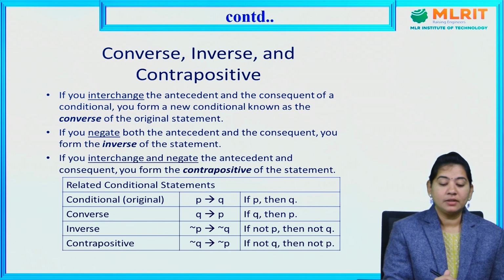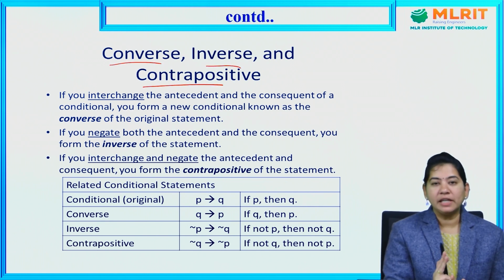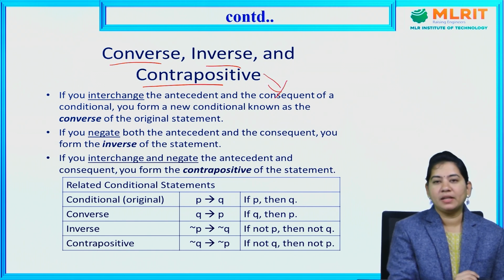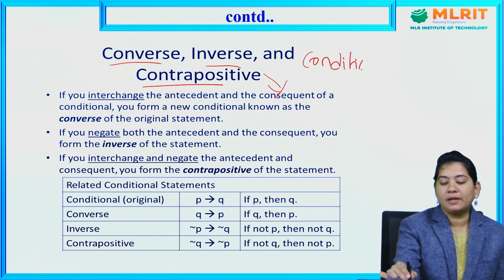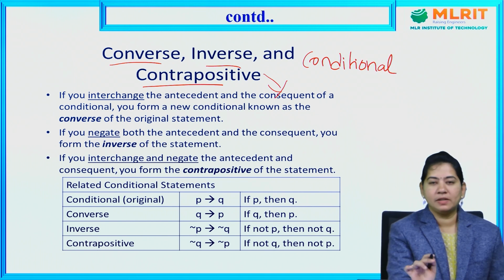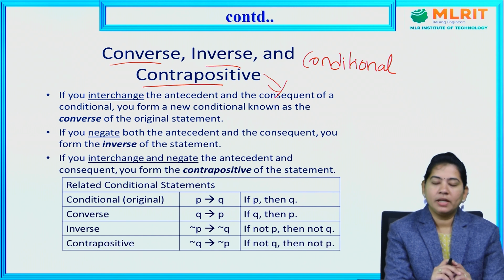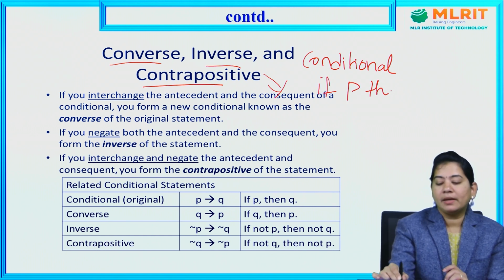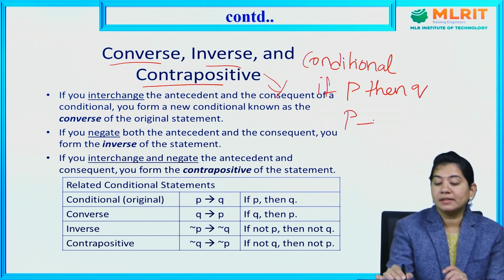So here if you observe, converse, inverse and contrapositive, we have three statements. Basically these are the three conditional statements that we get from the conditional statement. In the previous session we discussed what a conditional statement is. Conditional statement means if P then Q. Symbolically we represent it as P implies Q.